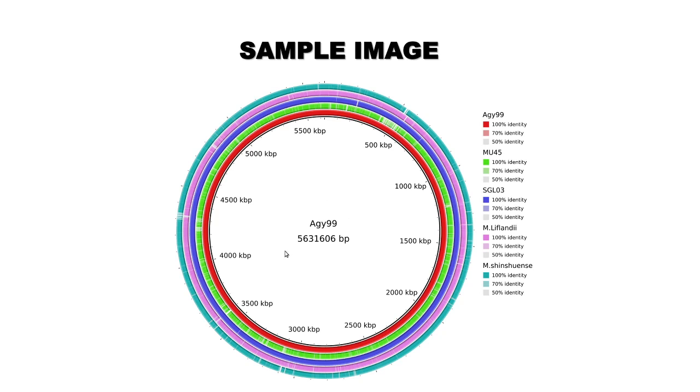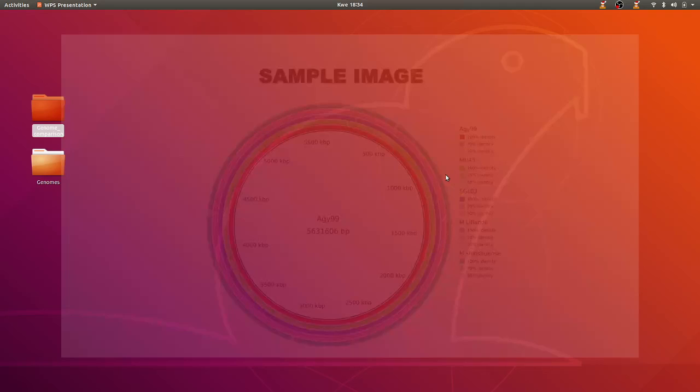You come to the center of the ring, you have AG199. This is a label I gave it because this was the reference genome I was using. By default, the software also gives the genome size of your reference genome, so that will also be here. In terms of explaining this ring structure, that will come at a later part of this video. So let's proceed with the tutorial.